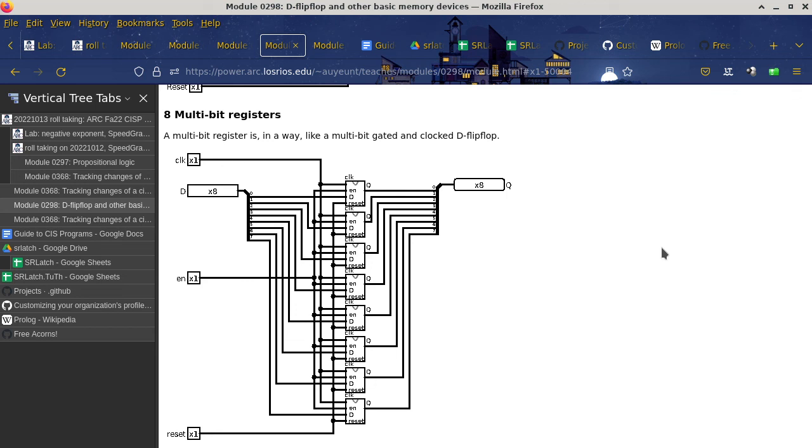And this is just an array of those D flip-flops. So they all share the same reset pin, they all share the same enable pin, they all share the same clock pin. So all 8 bits will get updated at exactly the same time. Is that okay? All right?